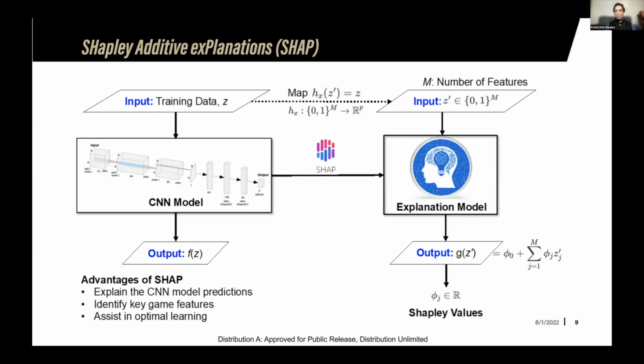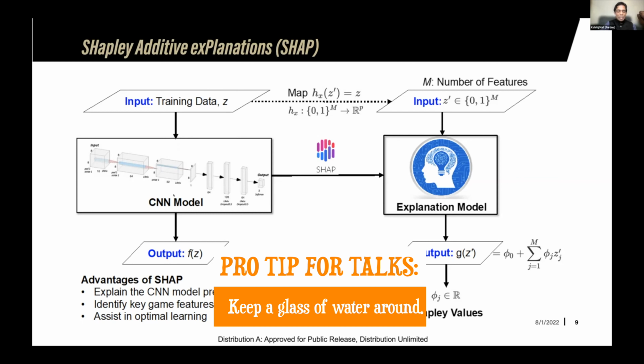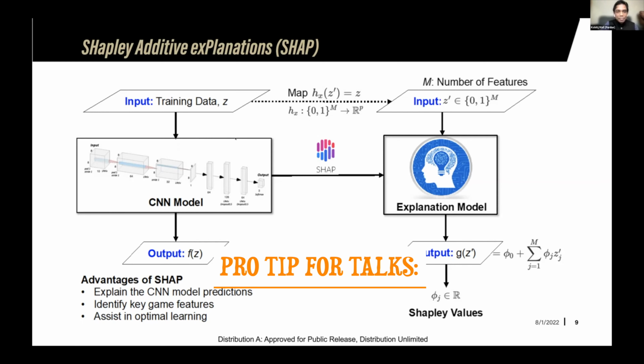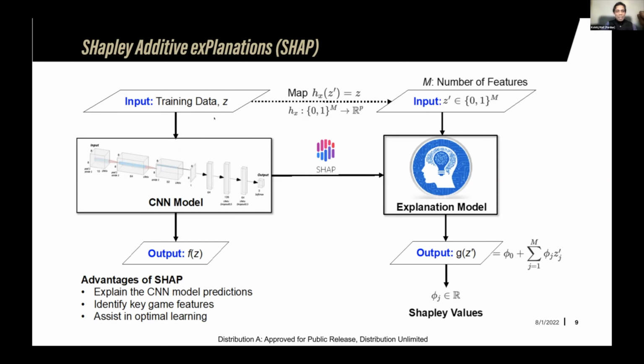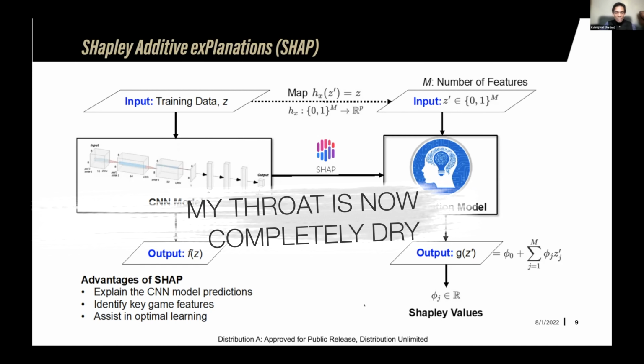And since we are using games, and these games involve either player features or environment features, we care about the importance of these features, like which feature is more important and what we need to pay more attention to. So here, if you see, we usually have some training data that feeds into a CNN model, and then we get some prediction. But what SHAP does is it maps this training data into whether the feature is contributing to some useful output or it is not. So it's between 0 and 1. And then that information goes into the explanation model. And what we get out of that is the Shapley value.